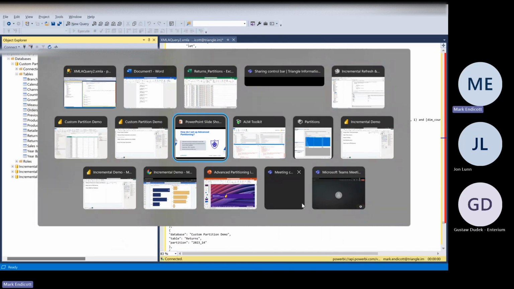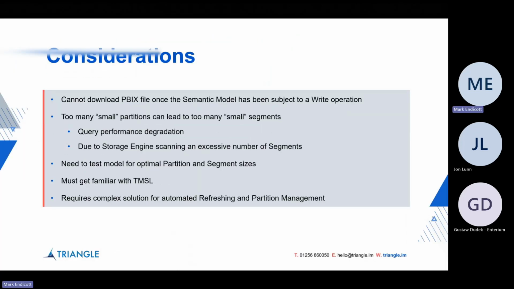That is essentially all I can talk about, apart from some considerations. Once you use advanced partitioning or incremental refresh, you will not be able to download your PBIX model from the server, purely because it holds all of your data in it. So A, you don't want to, and B, there are various policies that mean once you've done a write operation, it won't work. So if you use any of these things, make sure you keep your Power BI Desktop file stored in a very secure location, because you can't get it from the server anymore.